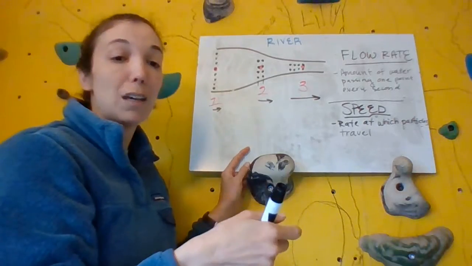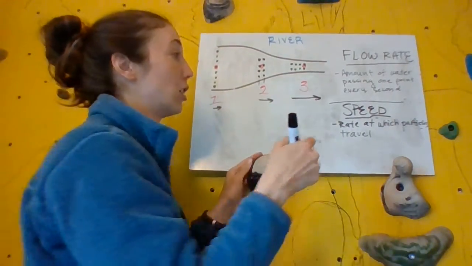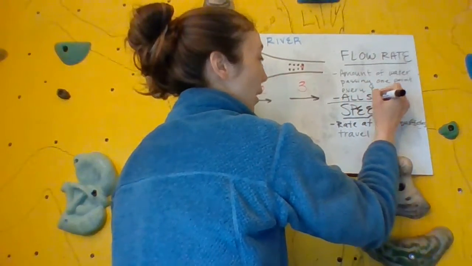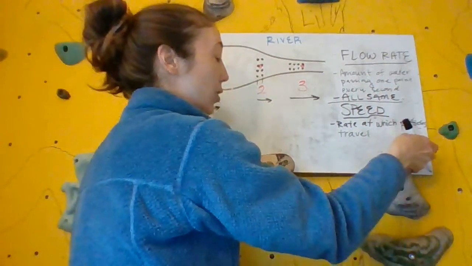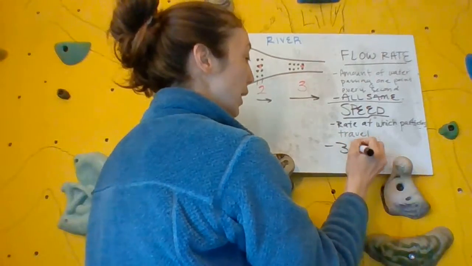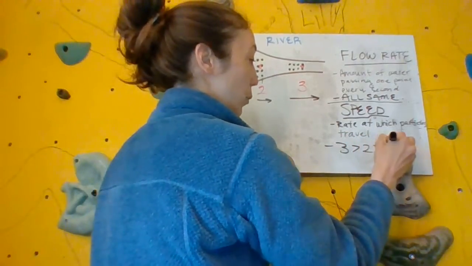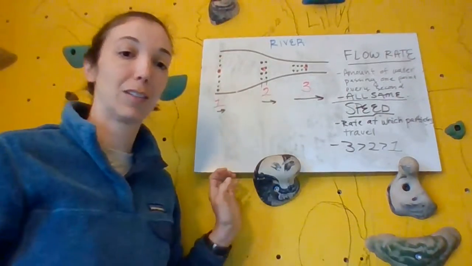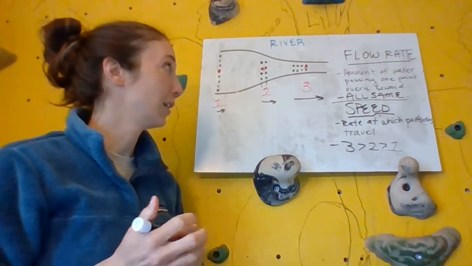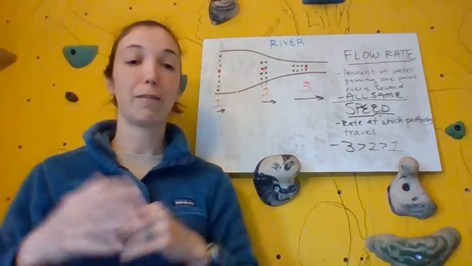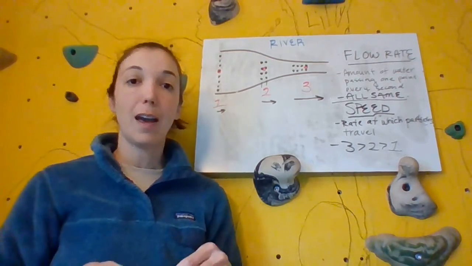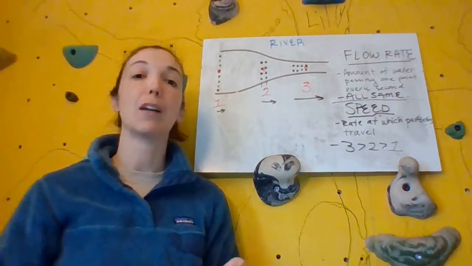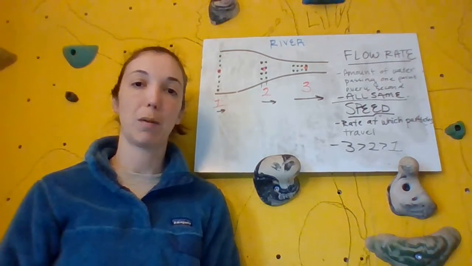So when you're checking your predictions, our flow rate should be all the same. And then our speed, 3 is bigger than 2, which is bigger than 1. When we apply this to our electricity, we are going to think about the flow rate of charges. And we focus a little bit more on the flow rate than the actual speed of the charges. Flow rate is what we care about.